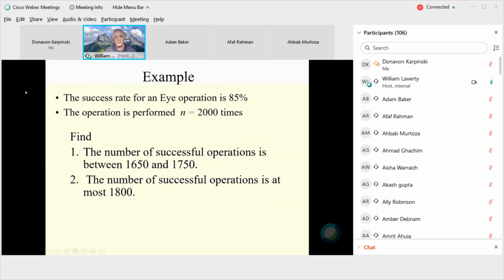Find the probability that the number of successes is between 1650 and 1750. Now, if you're using the binomial formula, you'd have to compute that for 1650, 1651, up to 1750. The next one: what's the probability the number of successes is at most 1800? That would be 1800, 1801, 1802, up to 2000. So this is an example where the normal approximation becomes a lot easier.